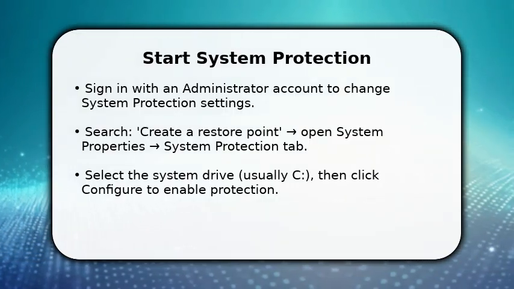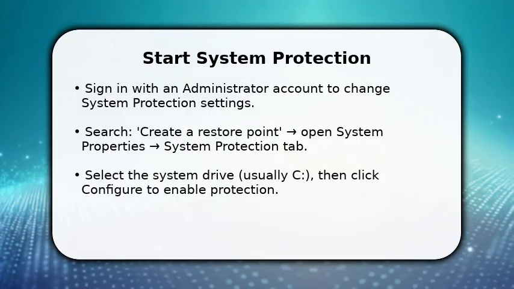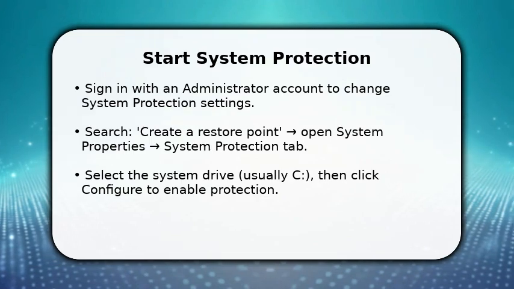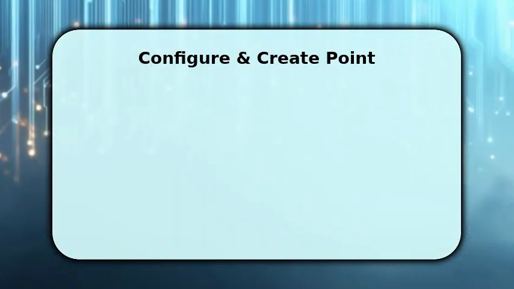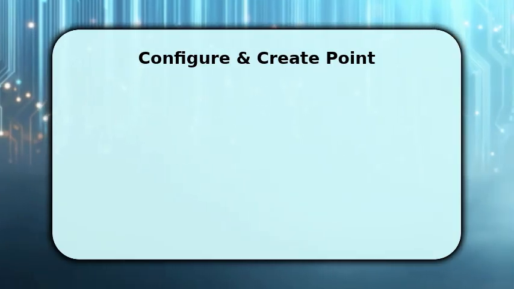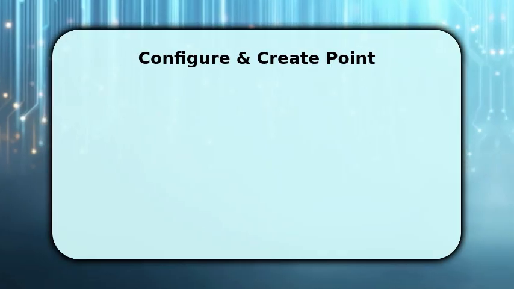Make sure to set a reasonable max usage. Too low and points are purged. Too high wastes disk space. Now configure how much disk space System Protection may use. I recommend around 5 to 10% so you keep multiple points without filling the drive.